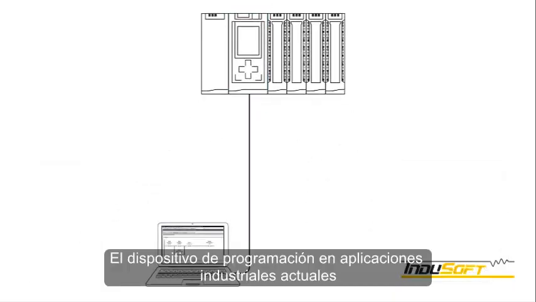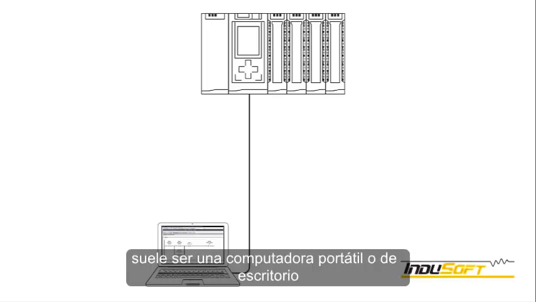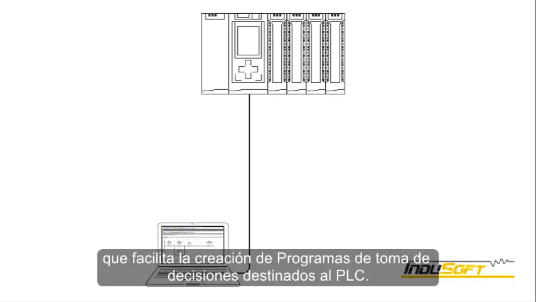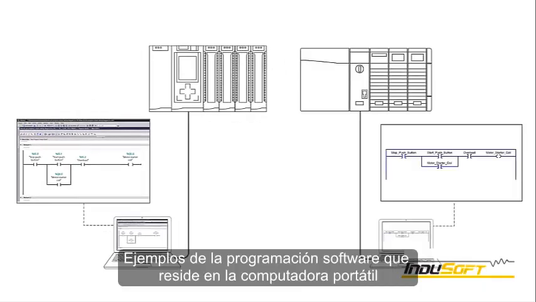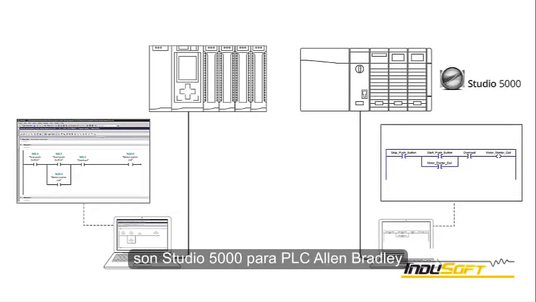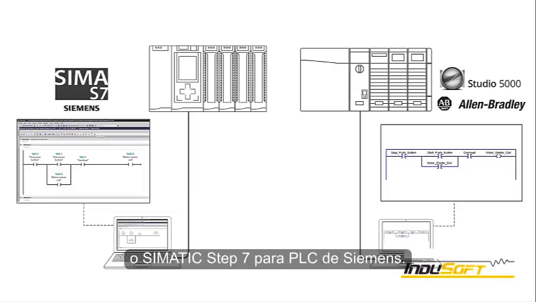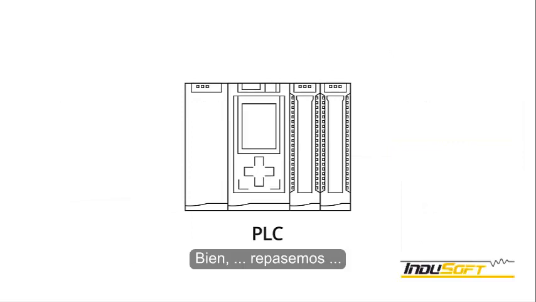The programming device in today's industrial applications is usually a laptop or a desktop computer that facilitates the creation of decision-making programs destined for the PLC. Examples of the programming software residing on the laptop are Studio 5000 for Allen Bradley PLCs or SIMATIC STEP 7 for Siemens PLCs. Okay, let's review.